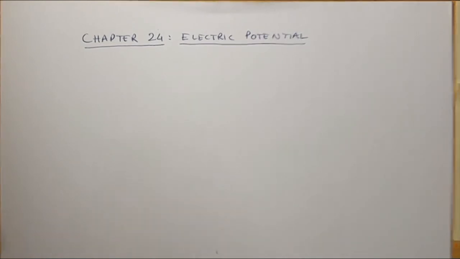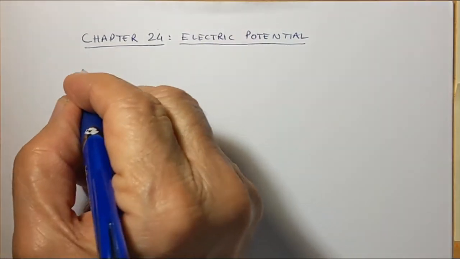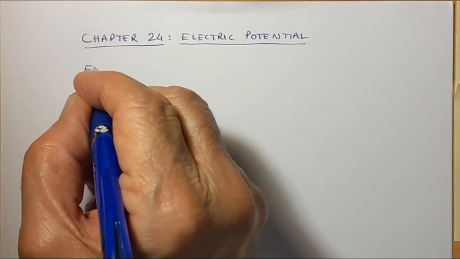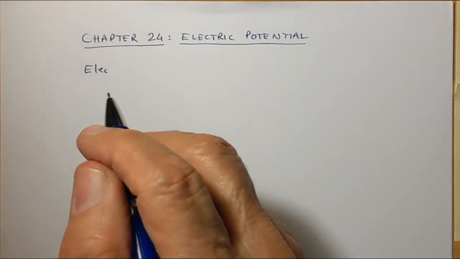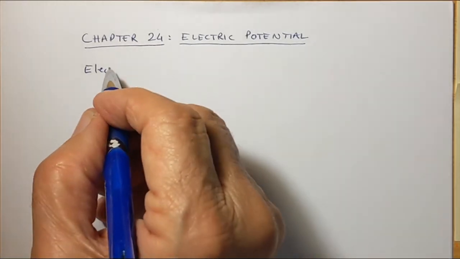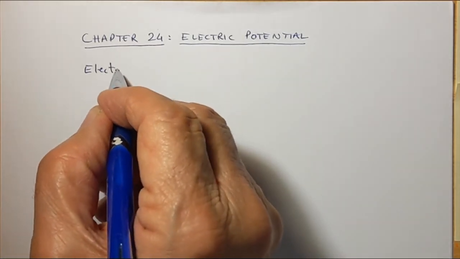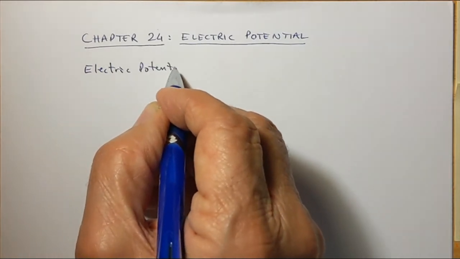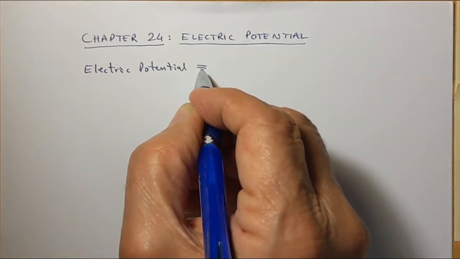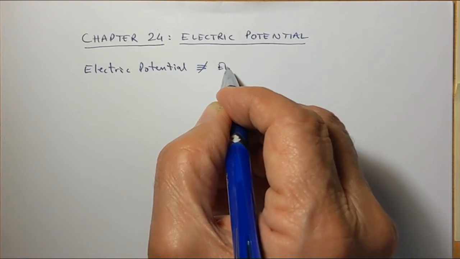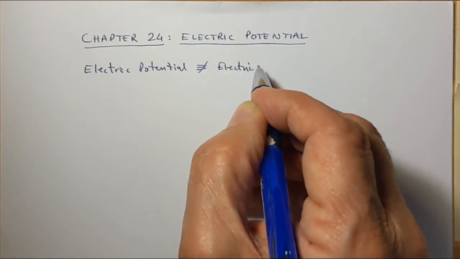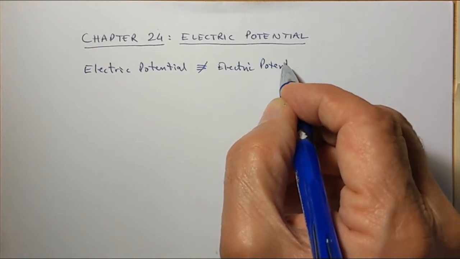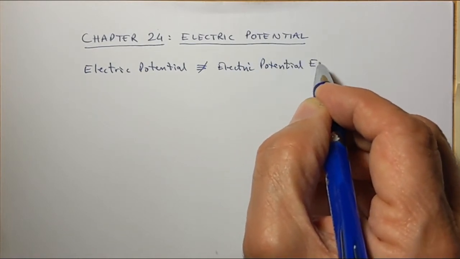Chapter 24, Electric Potential. Now, electric potential is different from electric potential energy, and that should be clear in our mind: potential energy and potential are two different things. So electric potential is not the same as electric potential energy. And we'll see what is electric potential energy, and we'll see what is electric potential.